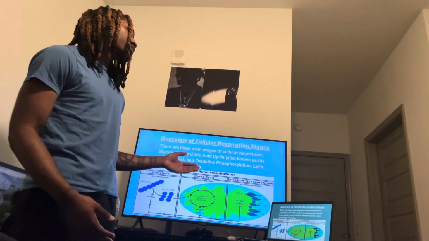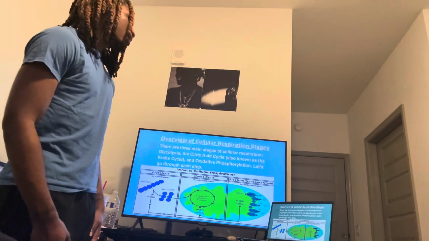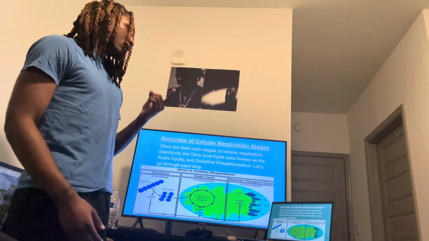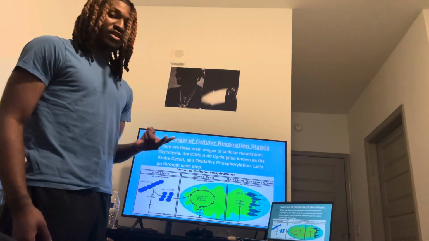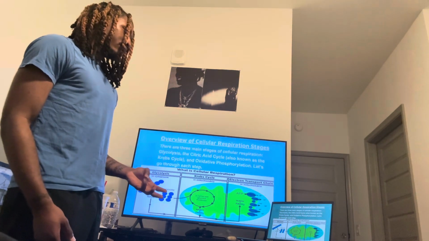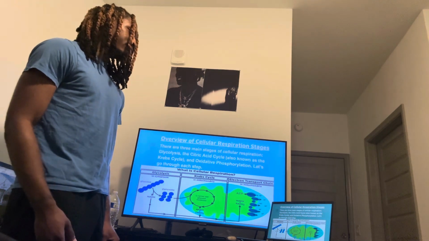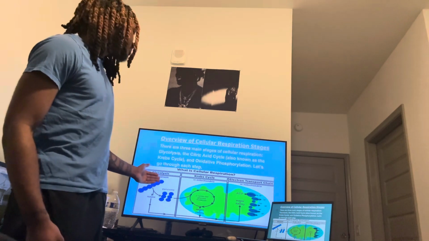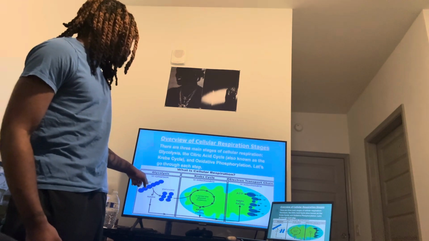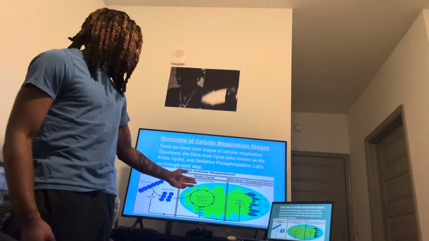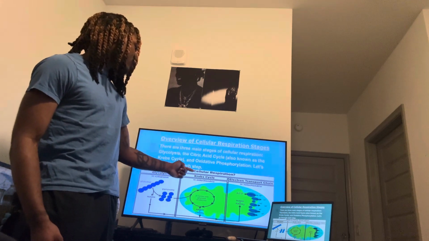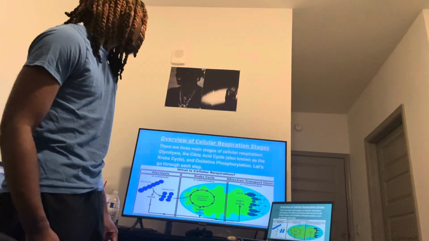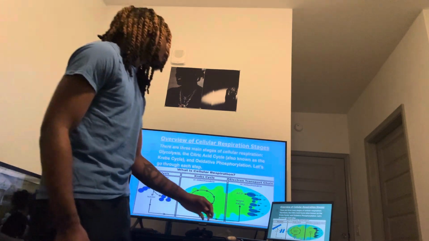Here's an overview of the cellular respiration stages. There are three main stages: glycolysis, the citric acid cycle, also known as the Krebs cycle, and the oxidative phosphorylation. This is an image of all the steps at once. Here's the glycolysis first step, and then the next step right here is the Krebs cycle. And then the next step is the electron transport chain in the mitochondria, which is the oxidative phosphorylation.